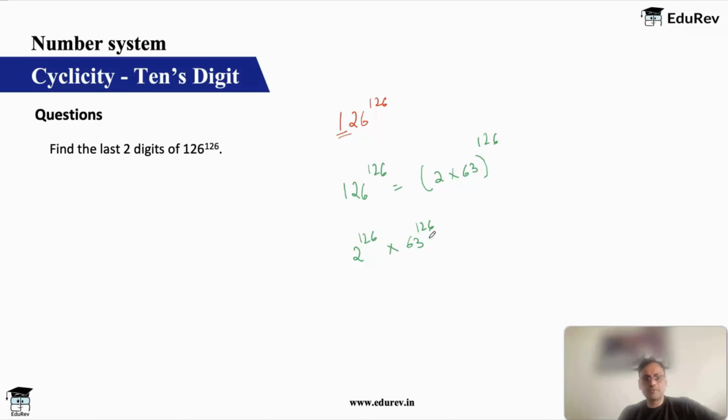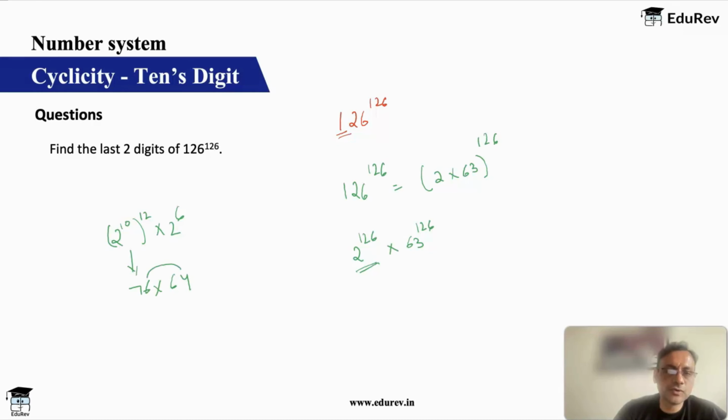We'll solve for them separately. So first let's solve for 2 to the power 126. 2 to the power 126 can be written as 2 to the power 10 into 12, that is 120, into 2 to the power 6. 2 to the power 10 is 24. 24 raised to an even power is 76. And 2 to the power 6 is 64. So that is what you get.